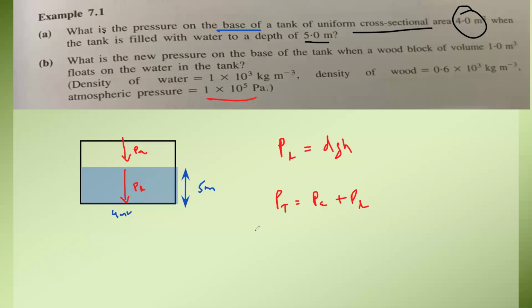So the total pressure will be equal to atmospheric pressure, which is given in the question, 1 exponent 5 or 100,000 Pascal or 1 atm, plus the pressure due to the liquid, which is the density of the liquid, given as 1000 or 1 exponent 3, multiplied by gravity, which is 9.8, multiplied by the depth, which is 5. When we multiply these factors and then add 1 exponent 5, it will be about 1.49 times 10 to the power 5 Pascal. Is it clear, the first example?